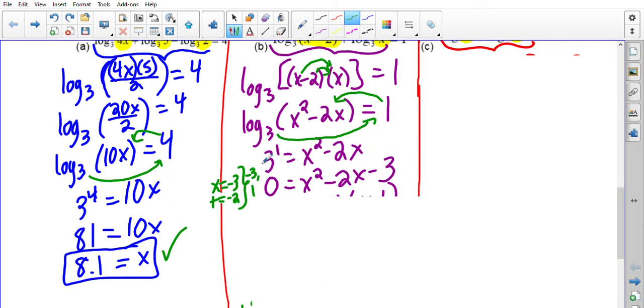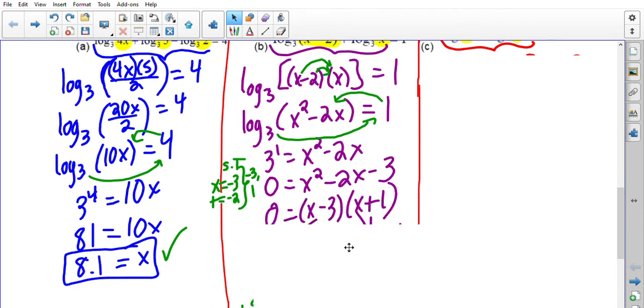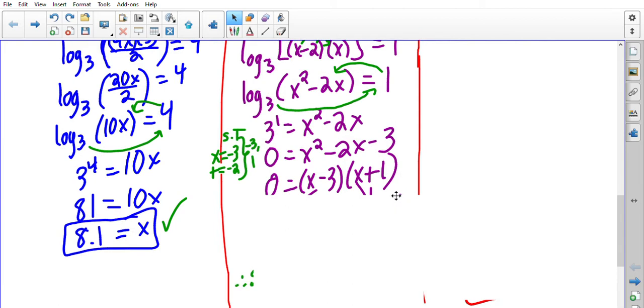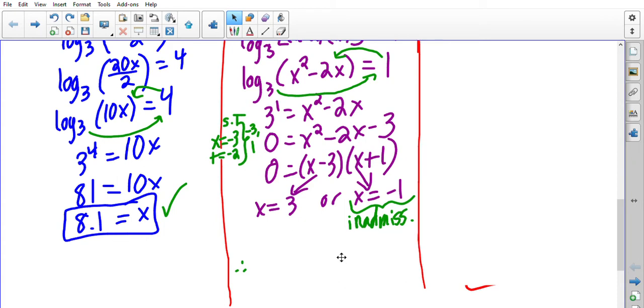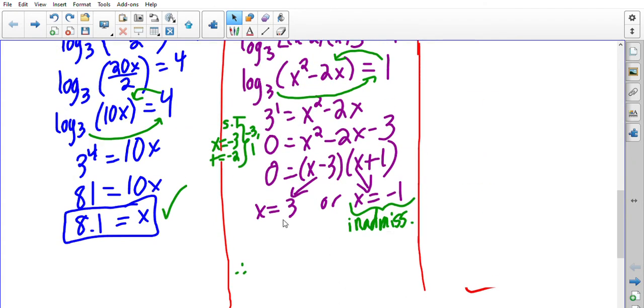Okay, and those numbers are -3 and 1. Because it is a simple trinomial, you can plug it right into the brackets. So we get 0 equals (x - 3)(x + 1). All right, how do we find our roots? We set each factor equal to 0 and solve. So this produces a root of x = 3, and this produces a root of x = -1.